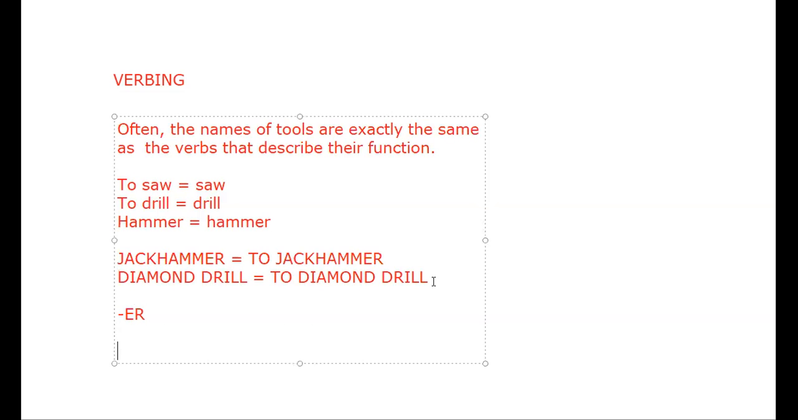Okay, for example, you wash. ¿Con qué lavas? Pues con un lavador, with a washer. A power wash. A grinder, you grind with a grinder. So that is something really common in here, the verbing. So that you just remember that.